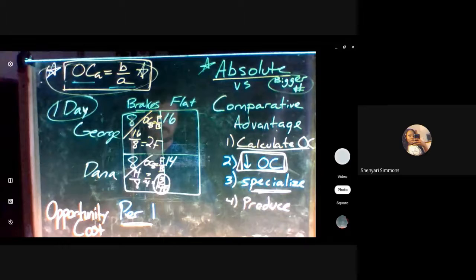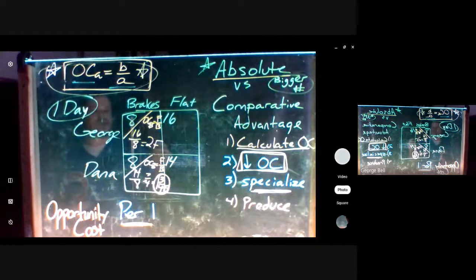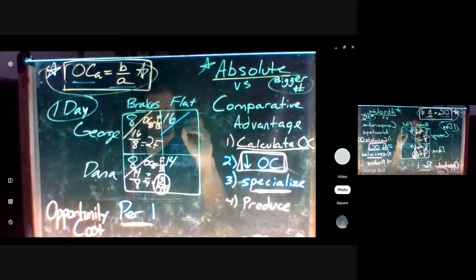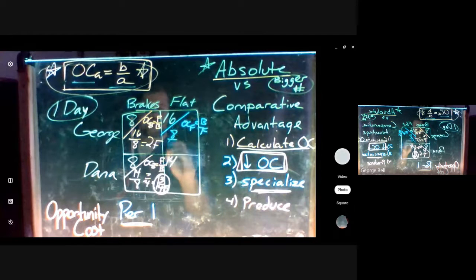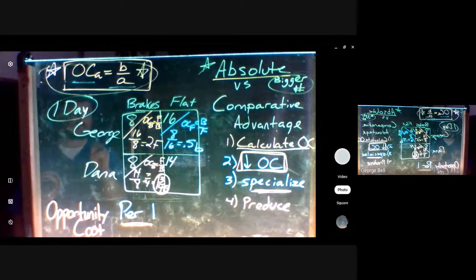Yes. So now looking at the other side, it's just the reciprocal. So opportunity cost of flats is going to be brakes over flats now. That's 8 over 16, which equals 0.5, or a half brake job every time I change a flat tire. Does this make sense so far?